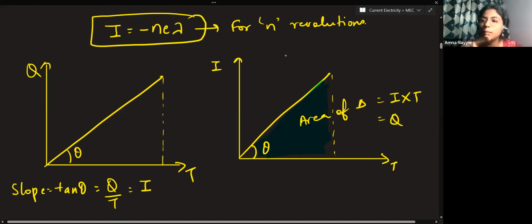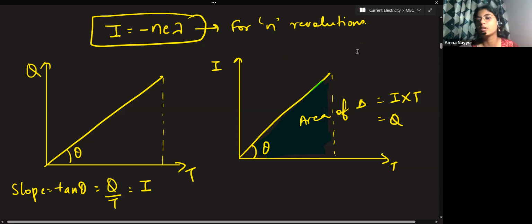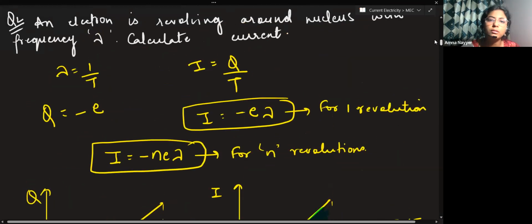So if you multiply two quantities, that is given by the area of the graph. And if you take the ratio of two quantities, you divide them, that is given by the slope of the graph. This you should also remember, because it will be utilized in your Ohm's law also. So note down these two things.